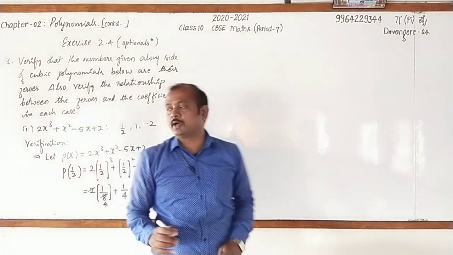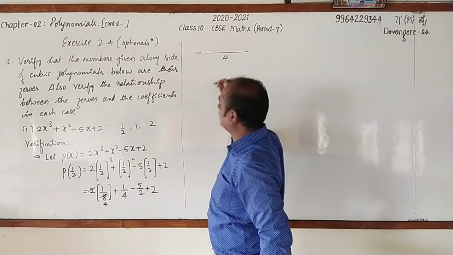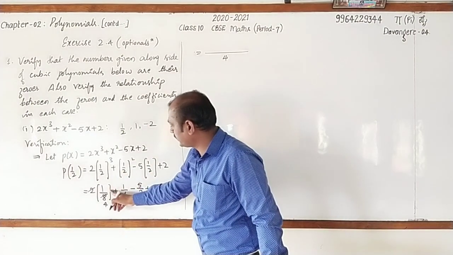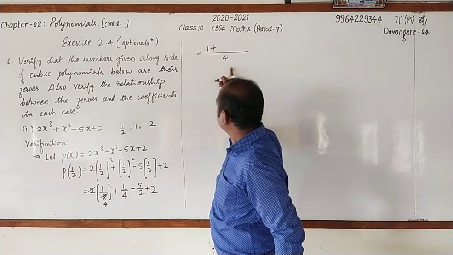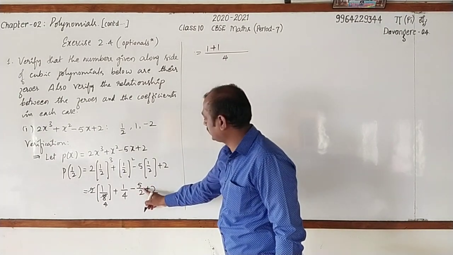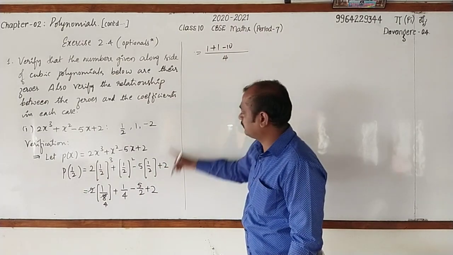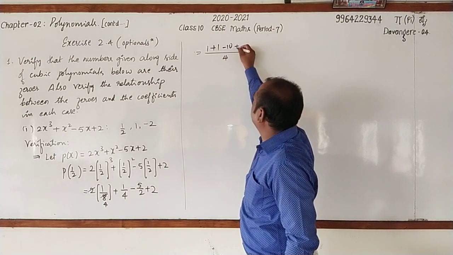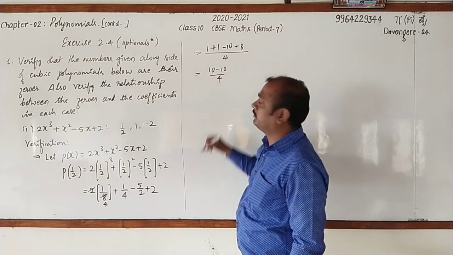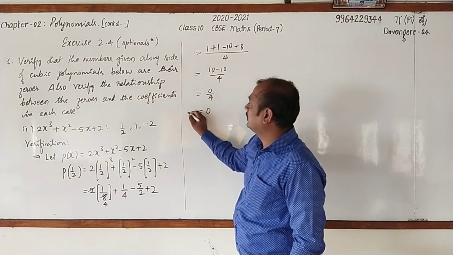Take the LCM of the denominators. What is saying? LCM is 4. Now multiply 4 with the first term. It is 1. Second term 1. Third term, multiply 4 here. 2 2s are 4, then 5 2s are 10, minus 10. Then multiply LCM with the last term. 4 2s are 8. It is equal to 1 plus 1 plus 8, 10. 10 minus 10 divided by 4. It is equal to 0 by 4. 0 by 4 is 0.